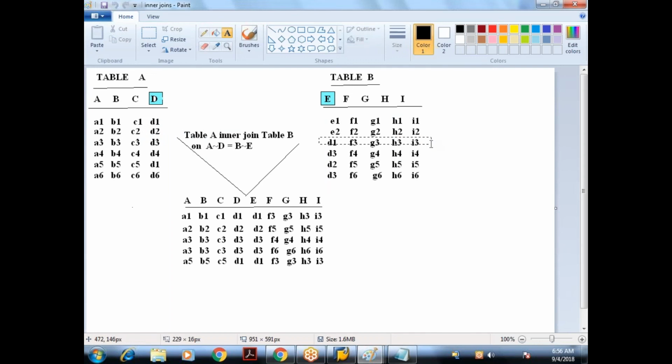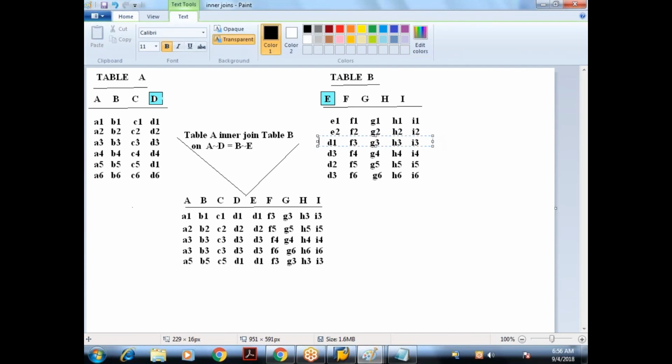Since there is a matching row in the right hand side table, it will pick up the corresponding rows. It will pick up the row from the left hand side and the matching row in the right hand side. What is the left hand side row here? A1, B1, C1, D1. What is the matching row? D1, F3, G3, H3, A3. So I got that particular combination.